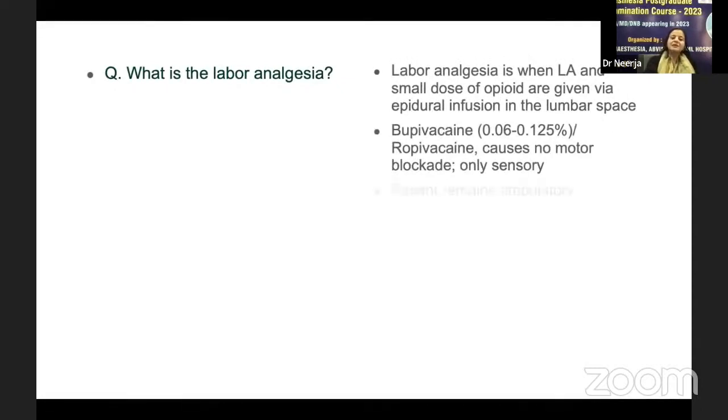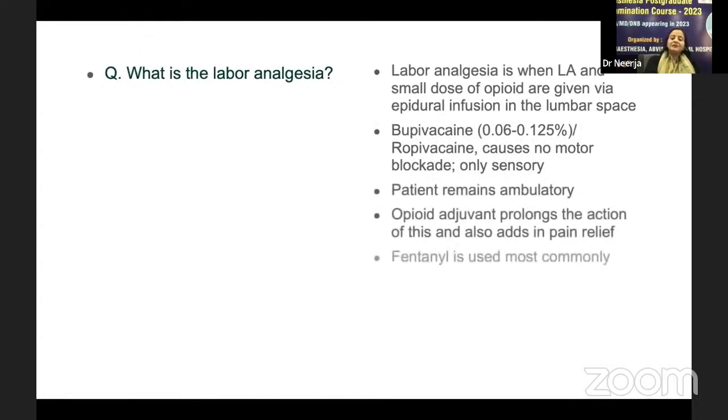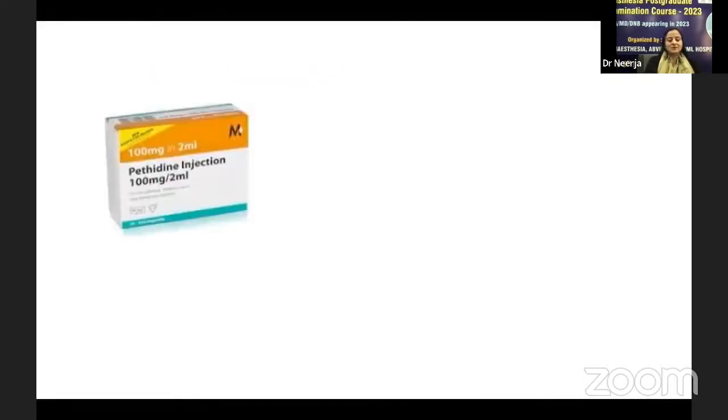Please remember that. Even in labor analgesia, these drugs are used, because smaller dosages of local anesthetics can be given, and with the addition of fentanyl the duration is much longer, and walking epidurals are given because of that. This is how pethidine is dispensed. It is dispensed in 2 ml ampoules, 50 mg per ml.